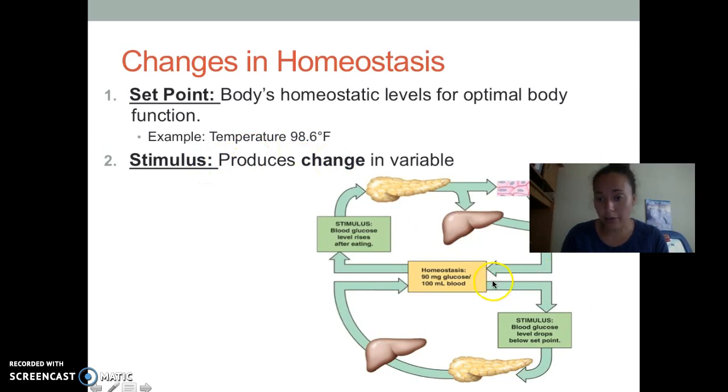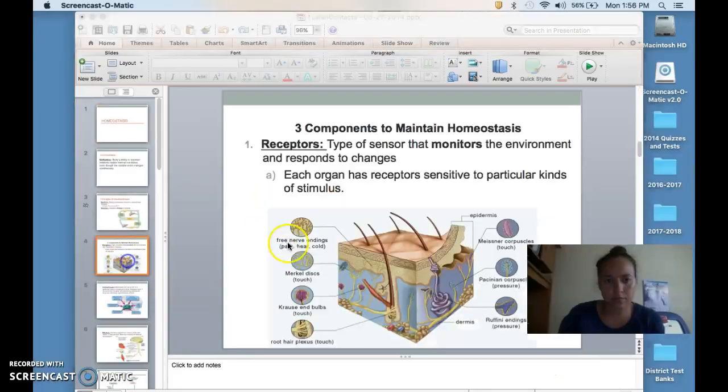In this diagram here, we have two different examples. So you have the example of the rise, so you eat, which is going to cause your blood glucose levels to rise. When your blood glucose levels rise, you've changed the set point, right? So that's your stimulus. The other example would be your blood glucose levels drop below the set point. So not eating breakfast would be an example, like your blood sugar levels drop significantly. So this would also be a change in the variable. So this is another example of a stimulus.